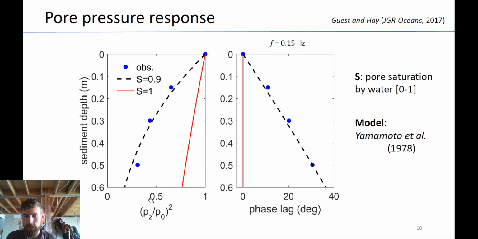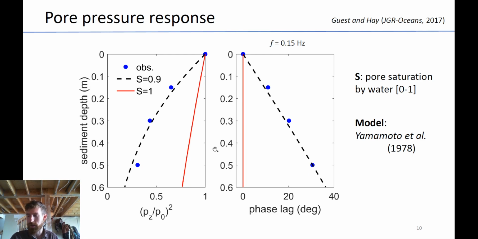So the pressure-amplitude ratio on the left decreases with sediment depth, corresponding with an increase in amplitude attenuation, and similarly on the right, the phase lag increases with sediment depth. So here, by half a meter in the sediment, we've got a phase lag at roughly peak frequency of 0.15 hertz of about 30 degrees, which is substantial.